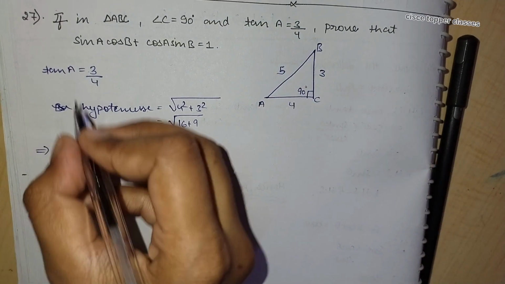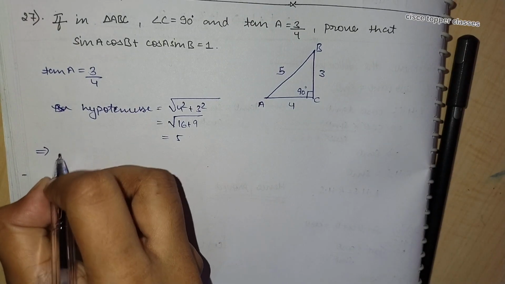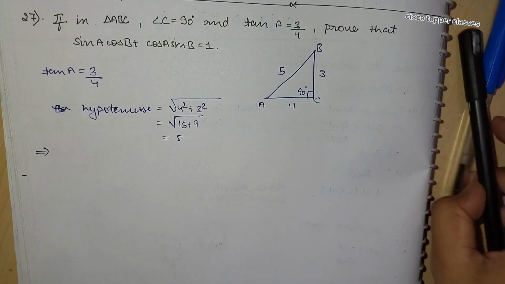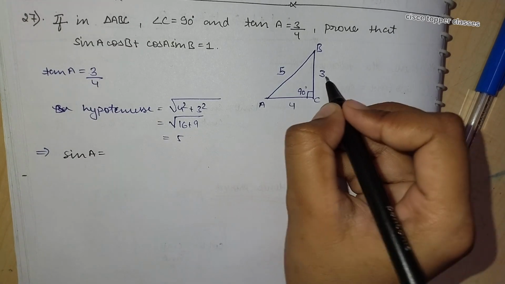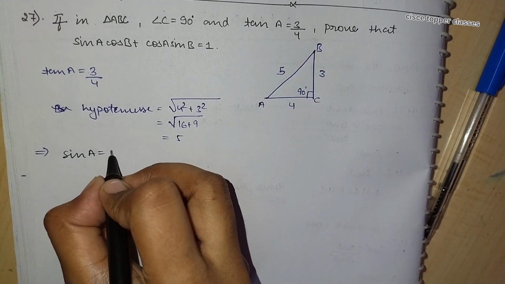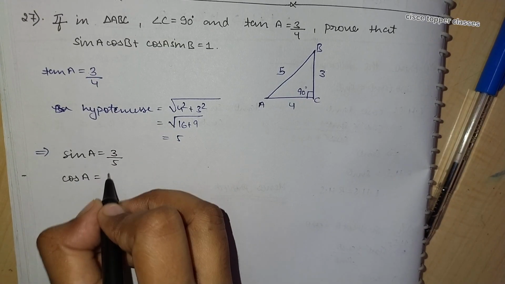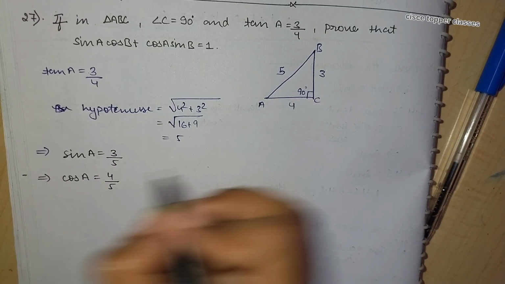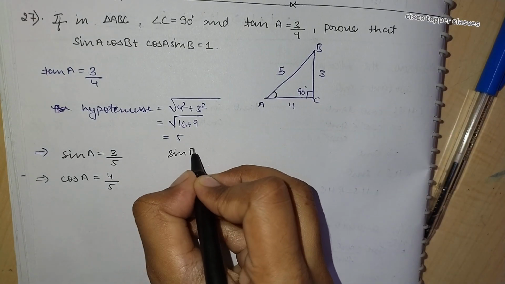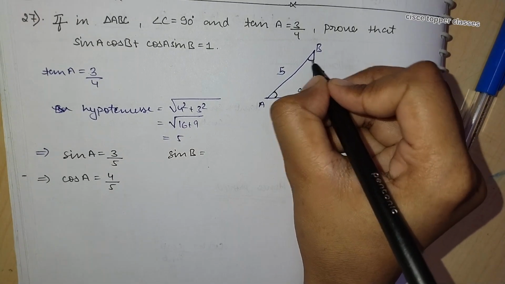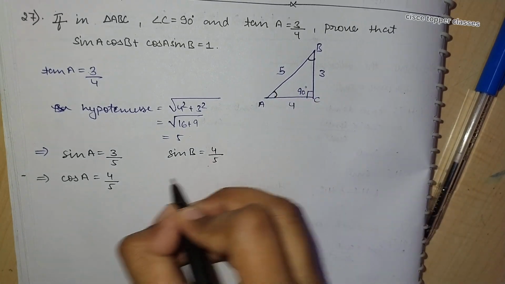If we want to write sin A cos B plus cos A sin B, firstly we will find sin A, cos B and cos A, sin B. So here sin A we can write as perpendicular by hypotenuse. So sin A will be 3 by 5. Cos A, if we want to write, this will be base by hypotenuse. So this will be 4 by 5, because from this angle we are taking. Now if we want to find the value of sin B, if we take from this part, perpendicular will be 4 and hypotenuse will be 5. So this will be 4 by 5.